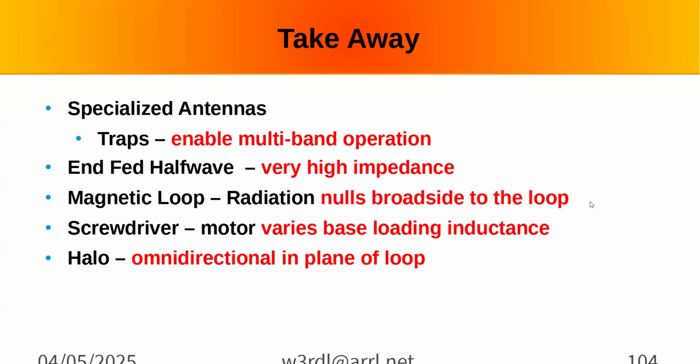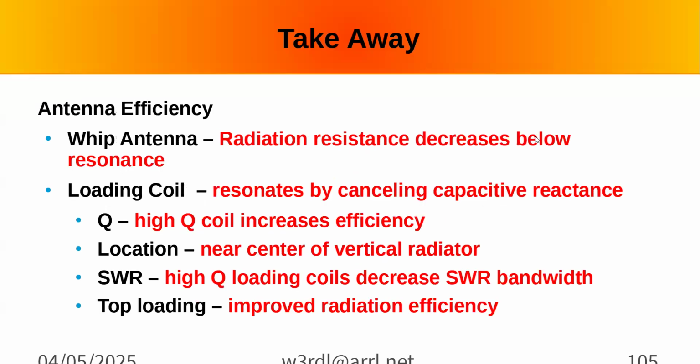Magnetic loops, expensive. The null is broadside to the loop. And the screwdriver uses a motor to vary the inductance. And a halo gives you a nice omnidirectional pattern, which I assume would be a fairly low takeoff angle, depending on the height of it. I don't know that I've ever actually seen one, but we'll get to a couple more I've never seen either in the next section.